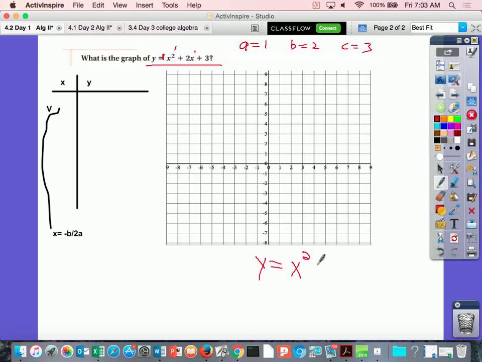So this right here has an a value of 1. It has a b value, there is no x, so it has a b value of 0, and it has a c value of 0. So you could have zeros or ones for the a's and the b's and the c's. All right, so let's calculate the x value of the vertex. The x value of the vertex and the axis of symmetry is negative b over 2 times a. Negative 0 over 2 times 1, which is 0. So your x value of the vertex is 0, and your axis of symmetry is 0. So there's the middle of your function.